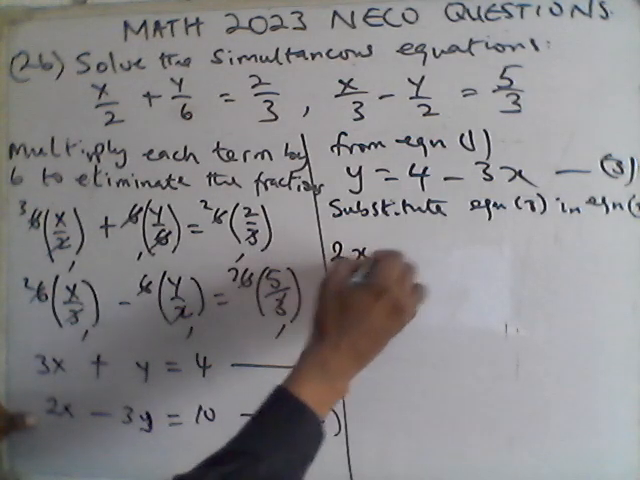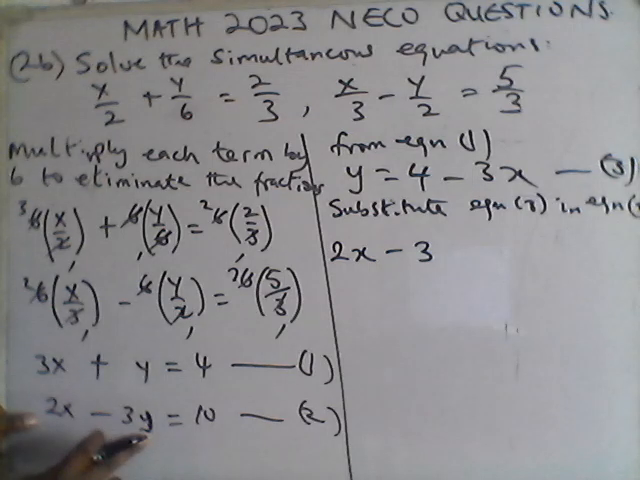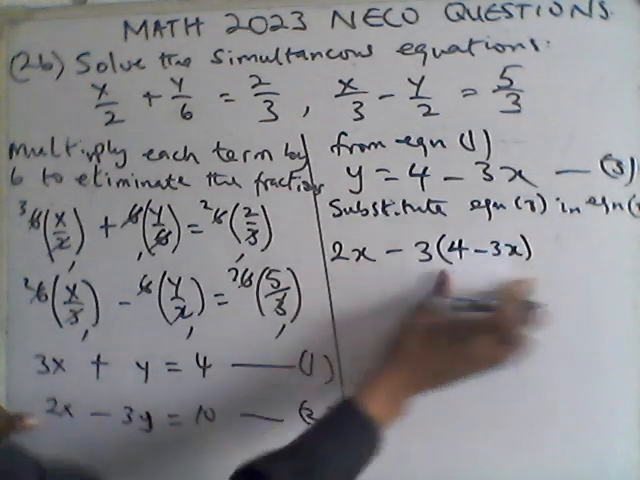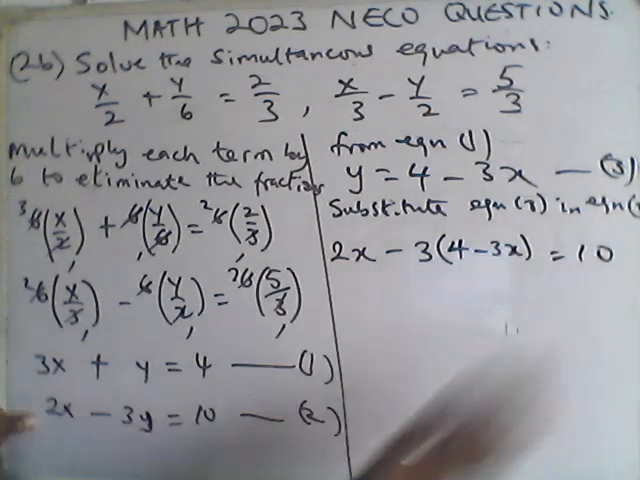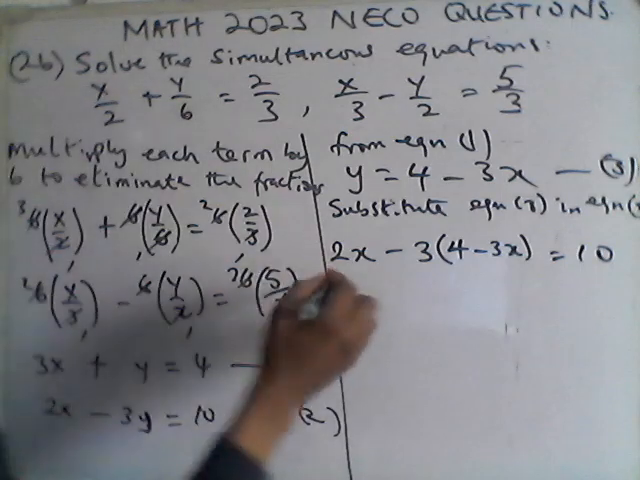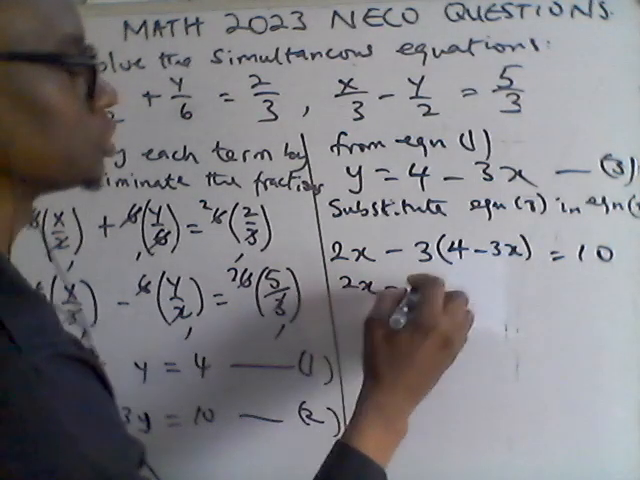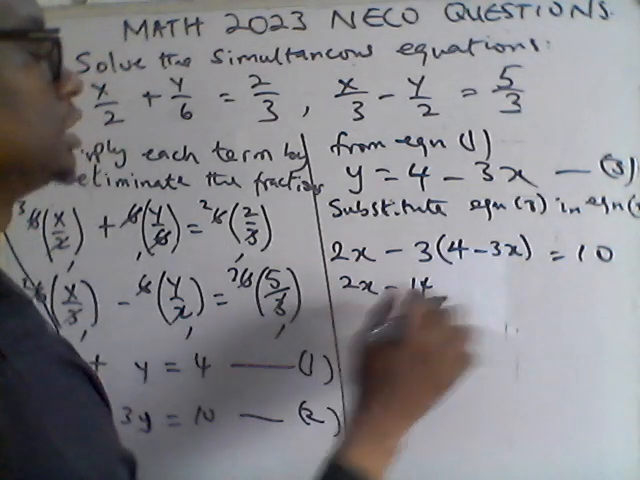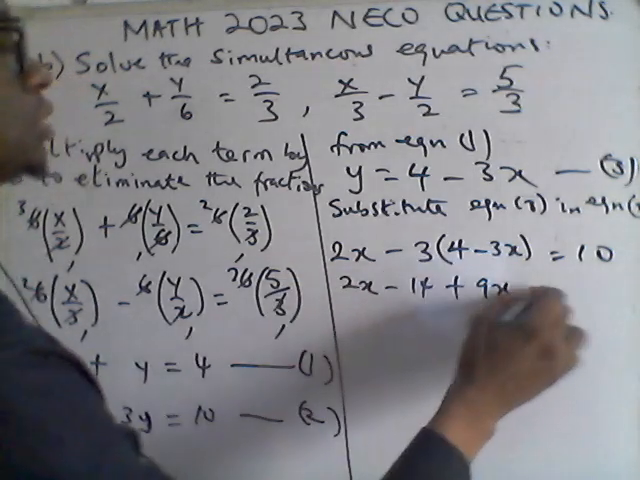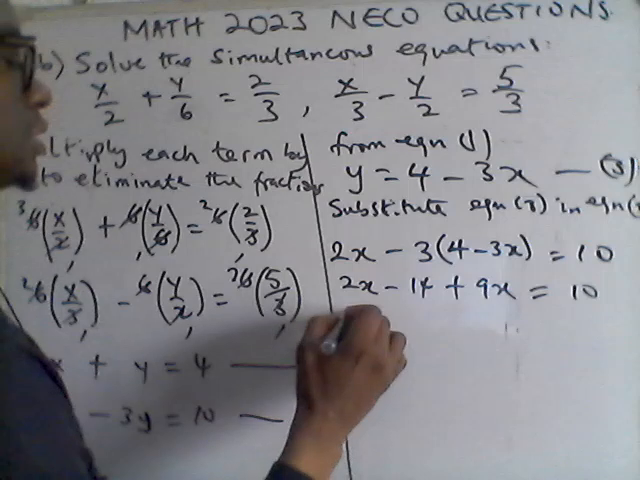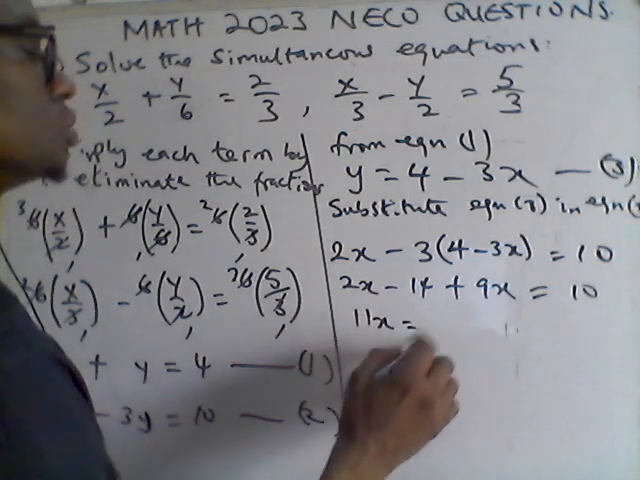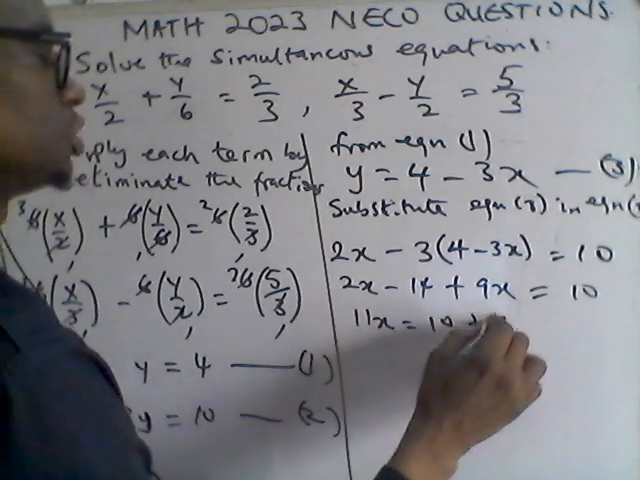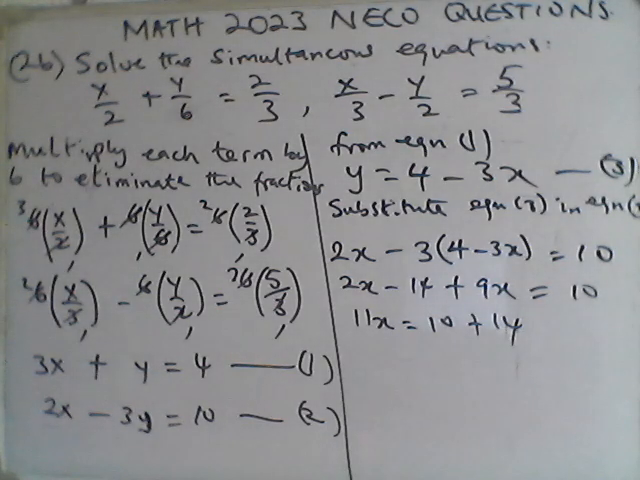I will say 2x minus 3. So instead of having y, I'll just open a bracket and put what y is defined as here, 4 minus 3x. So this is actually y is equals to 10. Okay, so I can now simplify this algebra. 2x minus 3 times 4 is 12. Okay, then 3 times 3 is plus 9x. Okay, is equals to 10. So this and this is 11x is equals to 10 plus 14.